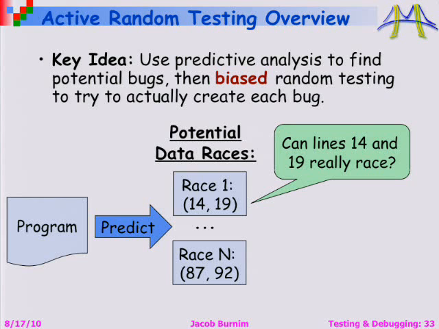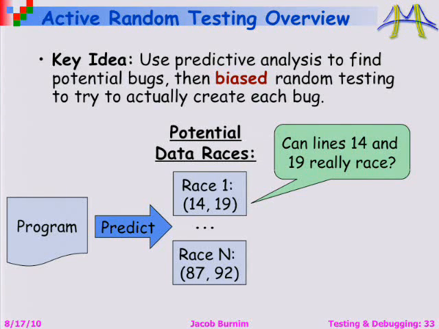So again, just to show a graphical example here for data races. The idea is, we take the program, we maybe run it several times with some kind of predictive data race detector. And that would give us a list of potential data races. Maybe it's possible for the read at line 14 to race with the write at line 19, or the write at line 87 to race with the write at line 92. So these are the kind of reports that a program will give you.